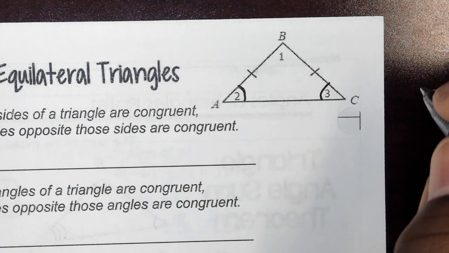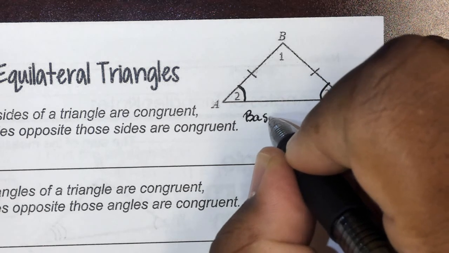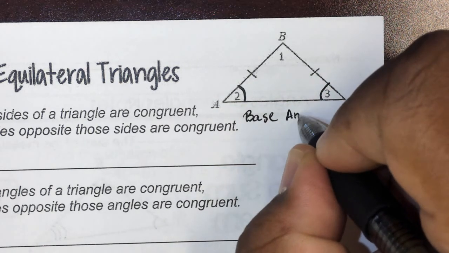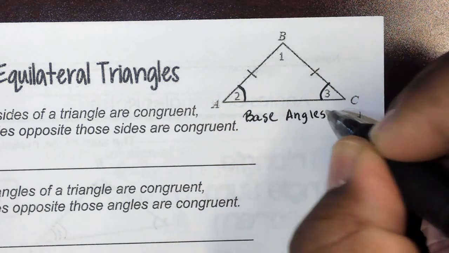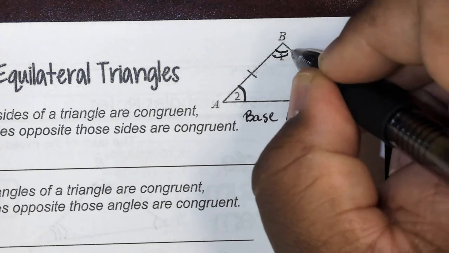This is why I was telling you too that we call these base angles. In an isosceles triangle, we call these two angles base angles. That top one, only in an isosceles triangle, we call that a vertex angle.